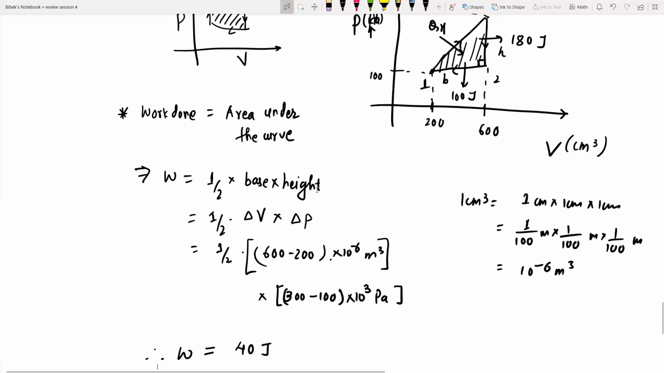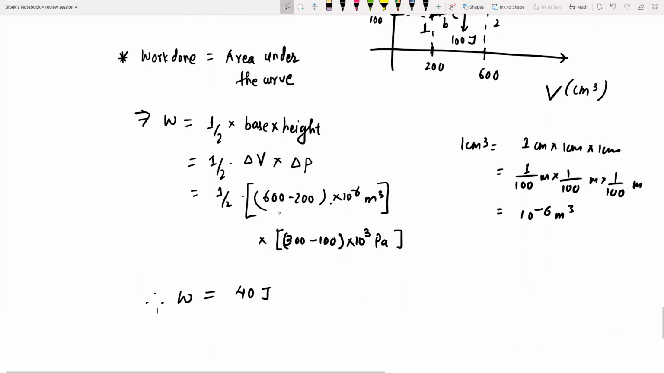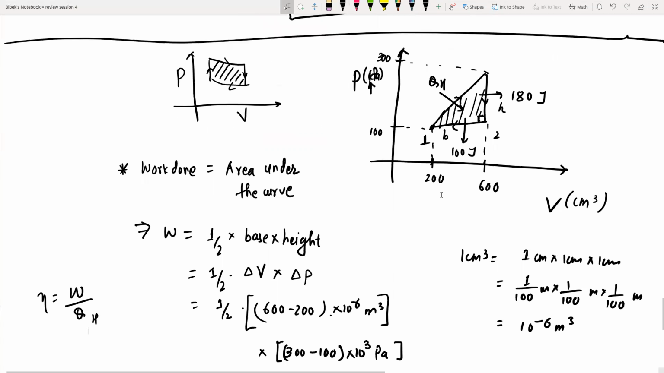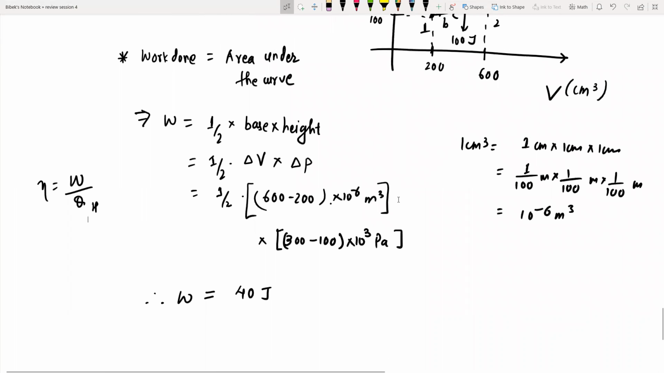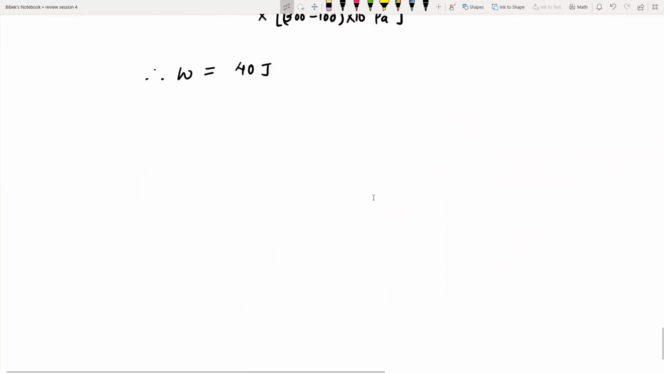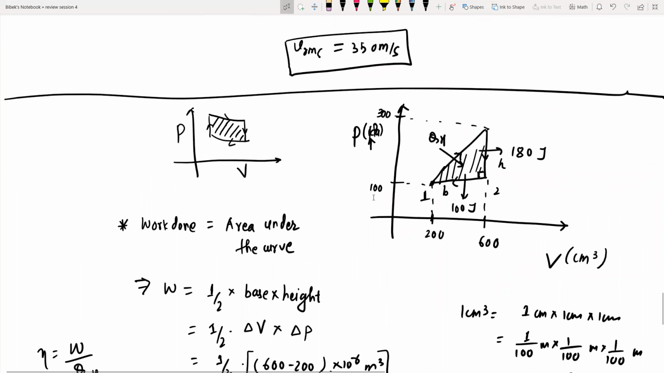Okay, so you have already found work done that is needed for your efficiency, because your efficiency is work done over QH. Okay, now since you have already found the work done, now you need to find QH. So how do you find QH from the graph? So you have 180 joules and 100 joules leaving out of the system, and you have QH entering the system.